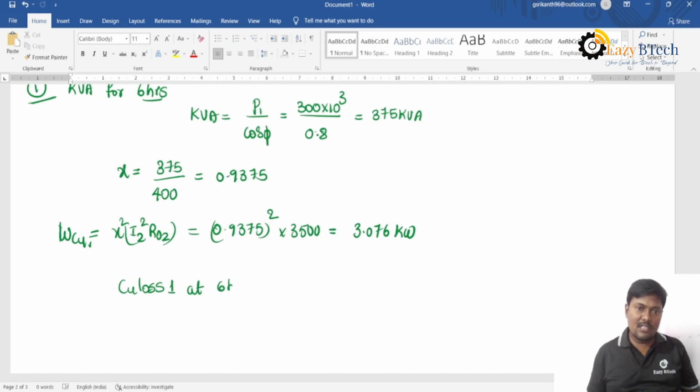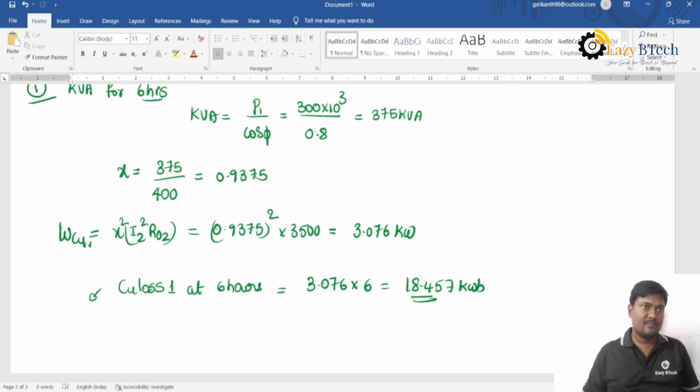You can find out the energy. So energy wasted, or heat produced, is 3.076 into how many hours? 6 hours. Then 3.076 into 6 hours is 18.457 kilowatt hour. So this is the first one.